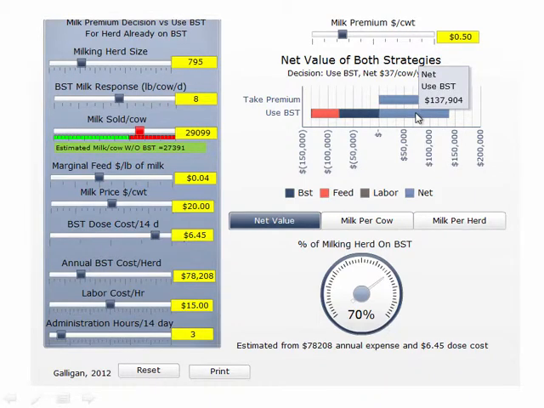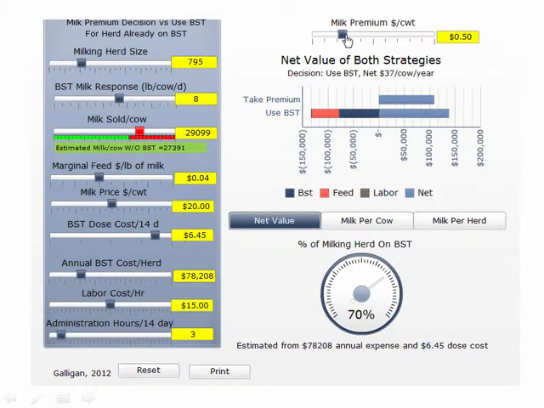So the net in terms of using BST is $137,000 versus the net of taking the premium, which is $108,000. So I'm netting by using BST about $37 per cow per year above the use of the premium.